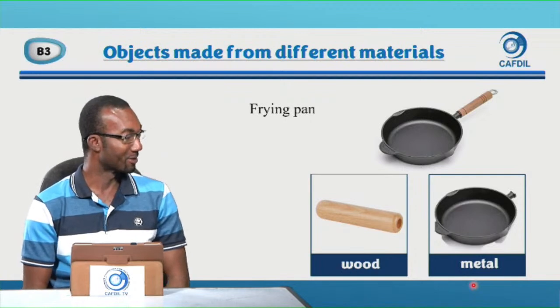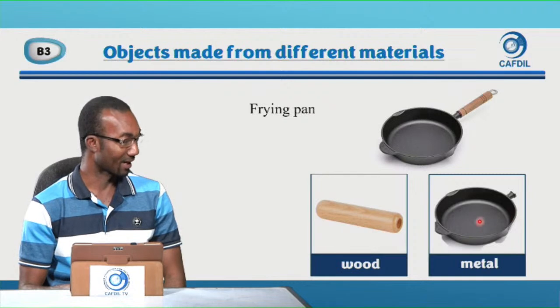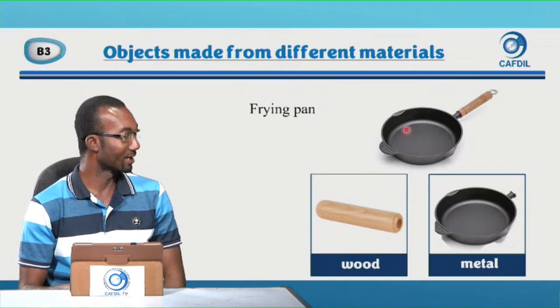Wow, let's enter mommy's kitchen. We have a frying pan here. You could see that this frying pan is also made of wood and metal. The bowl here is made up of metal and the handle is made up of wood. Since heat can pass through metals, if all the parts of this frying pan were made of metal, you cannot hold it, because heat cannot pass through wood. That is why the handle was made with wood.